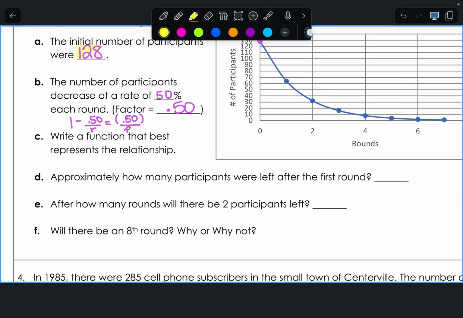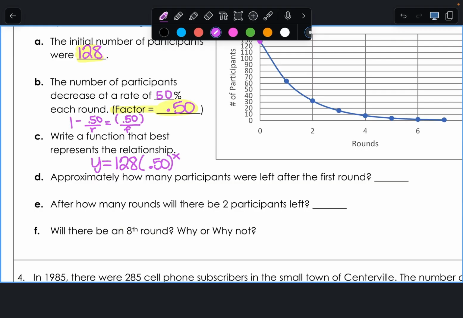So we have our A. We have our factor, which is B. We can make our equation. Our equation is y is equal to what? A, which is 128, parentheses 0.50, to the power of x.